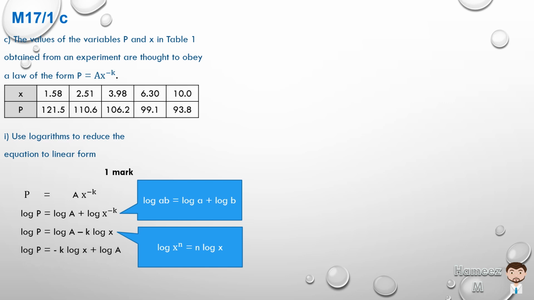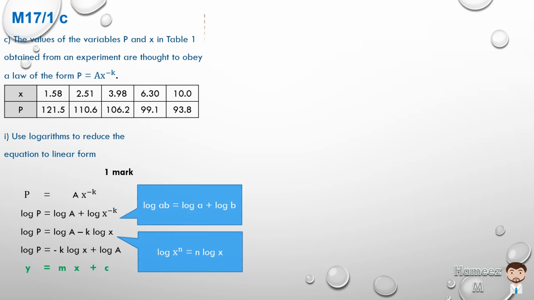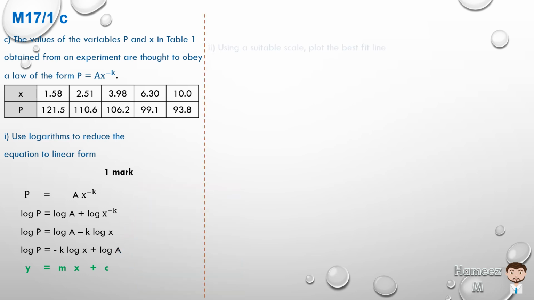It looks like the form y is equal to mx plus c, which is the general formula of a straight line graph. So we can consider that the y values will be log p, the gradient will be minus k, gradient being represented by m, the x values will be log x, and the y-intercept c is equivalent to log a.